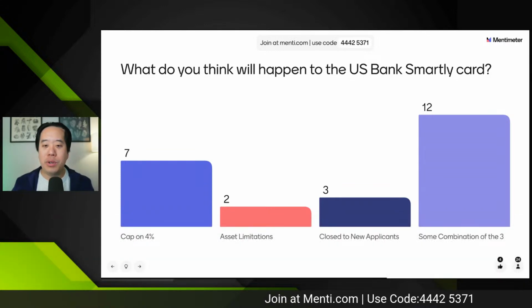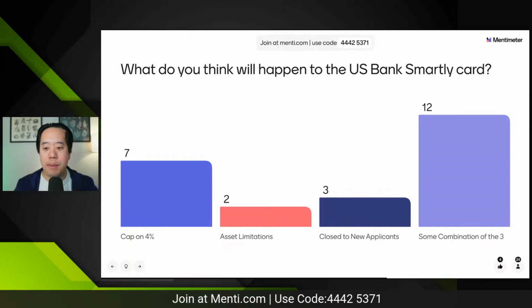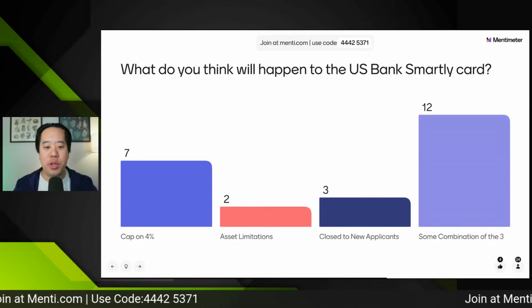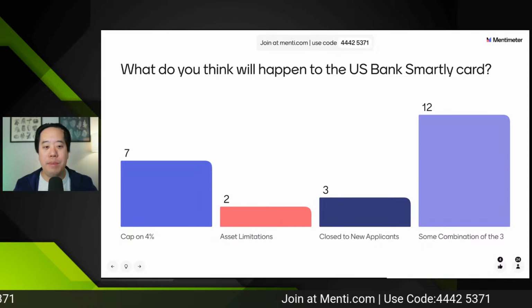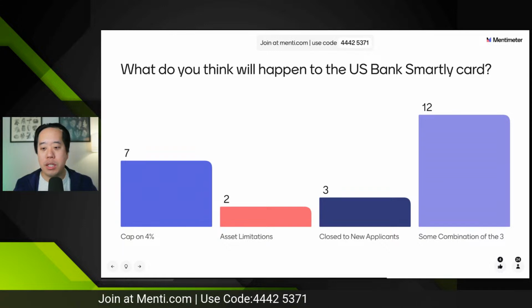So, all right, we're going to end the poll there. It looks like it's about 12 to 7, 12 for a combination of the three, and then 7 is the most popular answer for what's going to happen to US Bank Smartly, which is the cap on the 4%. The question of the cap is going to be interesting, and seeing where we go with that.